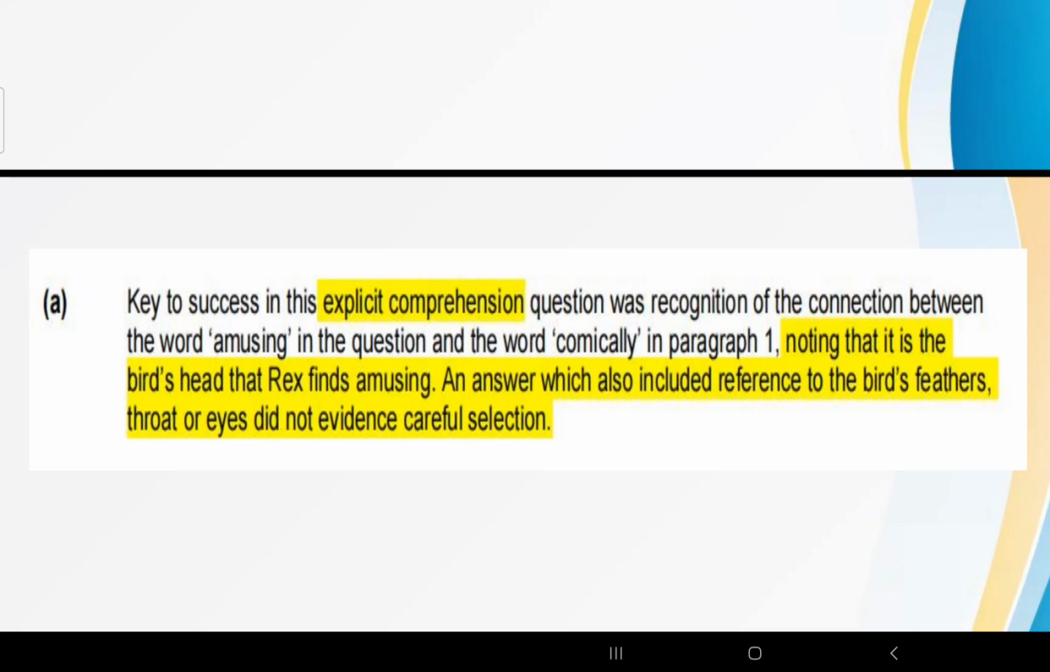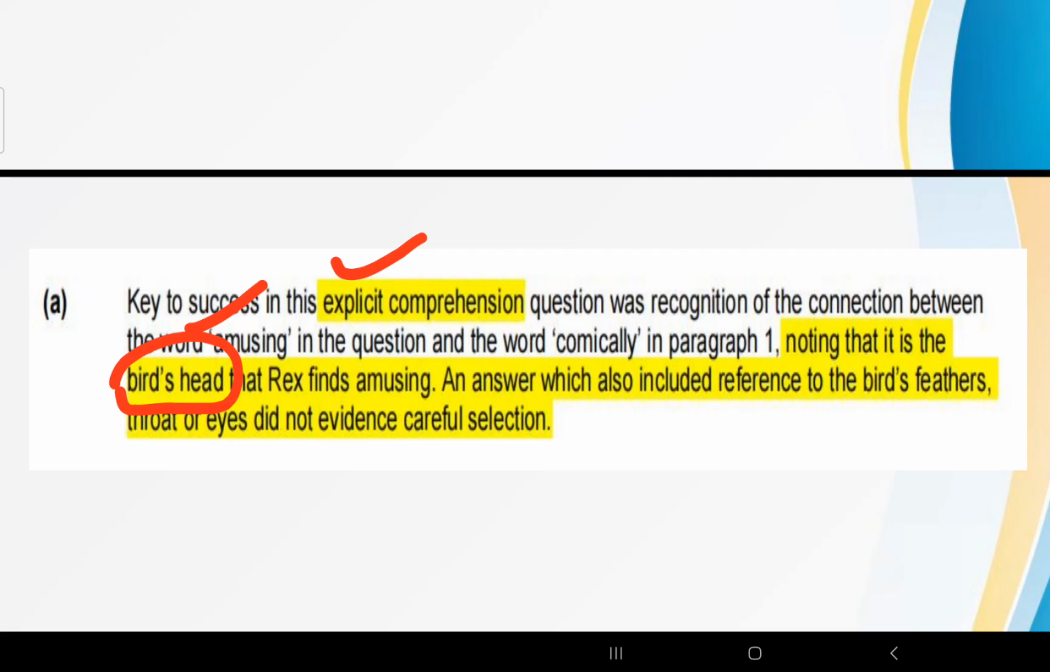Look at this. Key to success in this explicit comprehension question, they are telling you that this is explicit, right? Key to success was recognition of the connection between the word amusing in the question and the word comically in paragraph 1, noting that it is the bird's head. We need this answer only, the bird's head, that Rex finds amusing. If you write that it was the bird's head that Rex finds amusing, it's totally fine. But if you simply write it's the head, it is also correct. We need this word head.